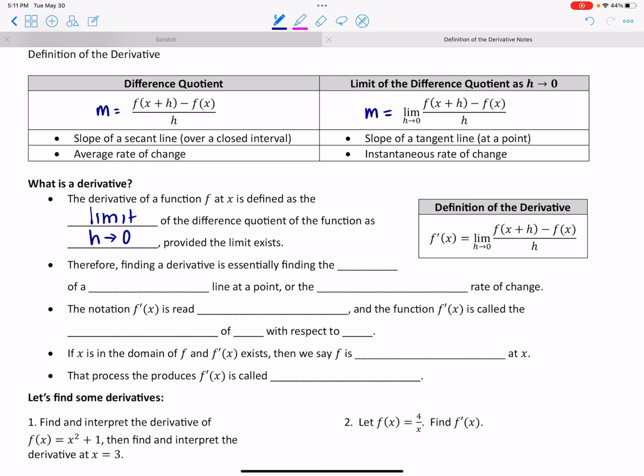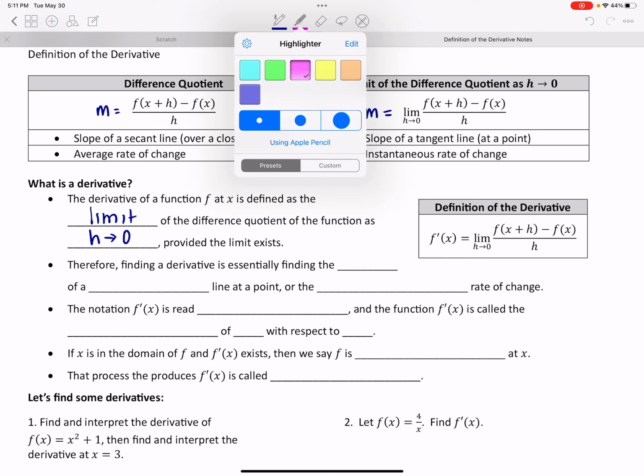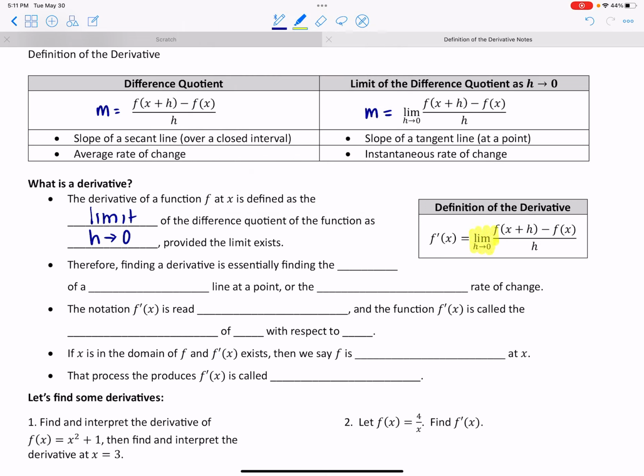So our definition, what we see here in this box, the limit of our difference quotient as h approaches 0, that is our instantaneous rate of change. It's the same thing. All we're using now is different notation to say, instead of just calling this slope, or instead of saying slope of a tangent line or instantaneous rate of change, we're going to call it a derivative. Okay? But they're all process-wise the same thing.